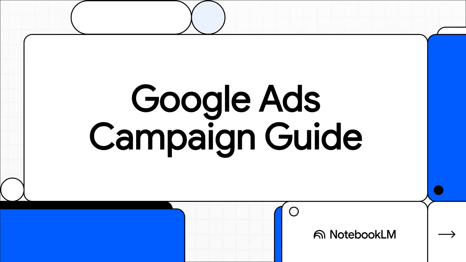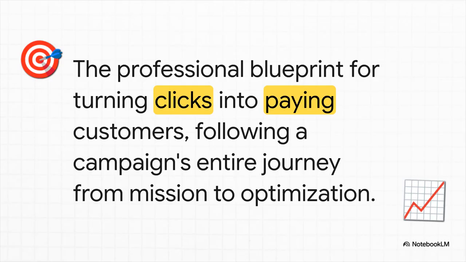Ever wondered what a professional paid search campaign actually looks like on the inside? I'm not talking about the theory, but the real step-by-step project plan. Well, today we're going to pull back the curtain on a real-world Google Ads project from the very beginning to the very end. We're going to follow the entire journey of a single campaign, right from its initial mission all the way through to optimization. This is the professional playbook for turning simple clicks into actual paying customers.